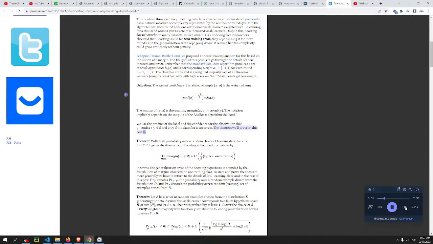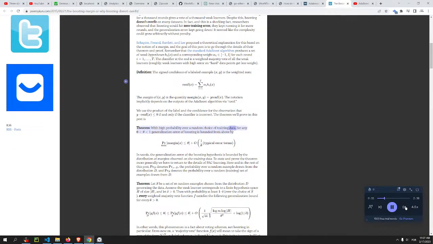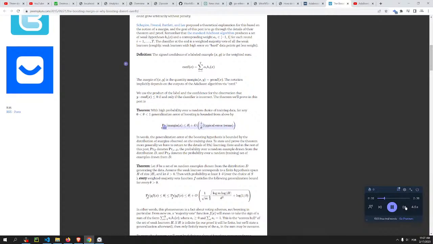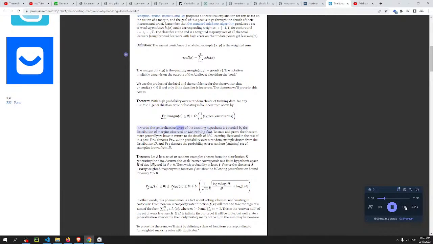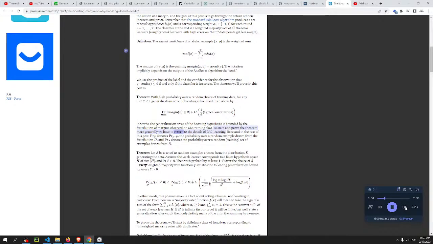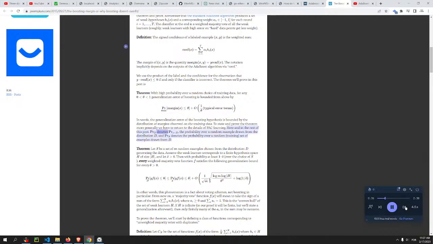The theorem we'll prove in this post is: with high probability over a random choice of training data, for any theta greater than 0, the probability of error is bounded by the probability that the training margin(x, y) is less than or equal to theta, plus a small term. In words, the generalization error of the boosting hypothesis is bounded by the distribution of margins observed on the training data. To state and prove the theorem more generally, we have to return to the details of PAC learning. Here and in the rest of this post, Pr_D denotes the probability over a random example drawn from the distribution D, and Pr_S denotes the probability over a random training set of examples drawn from D.